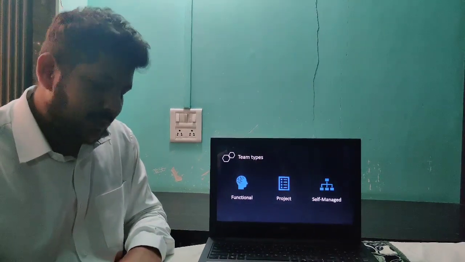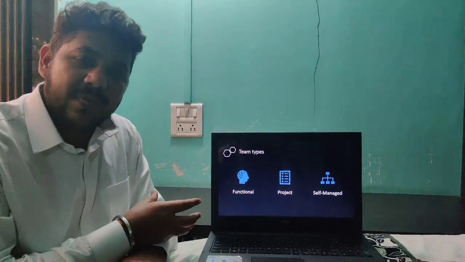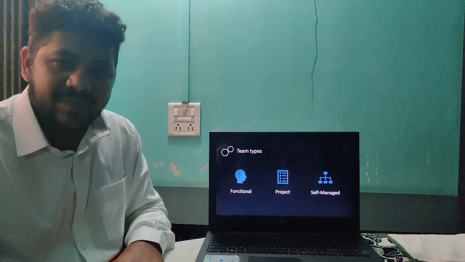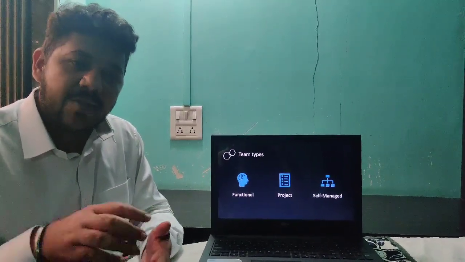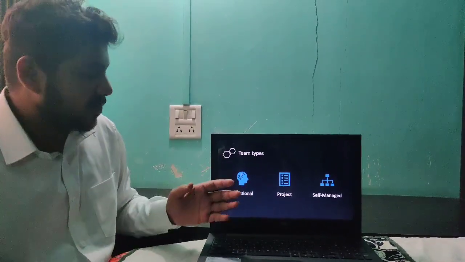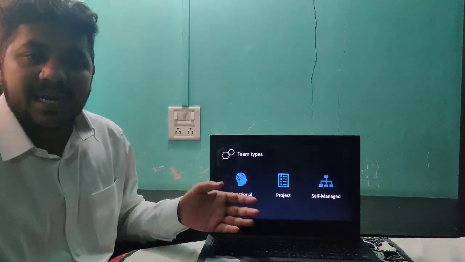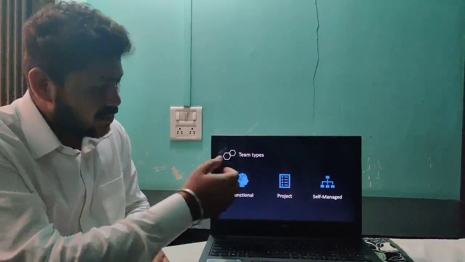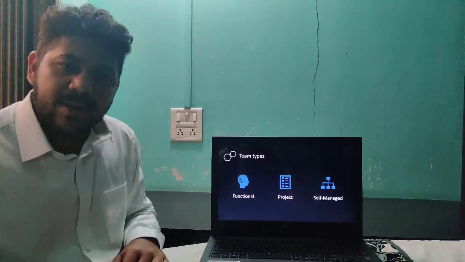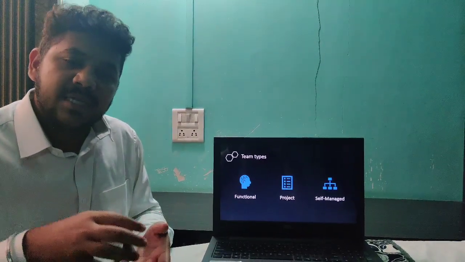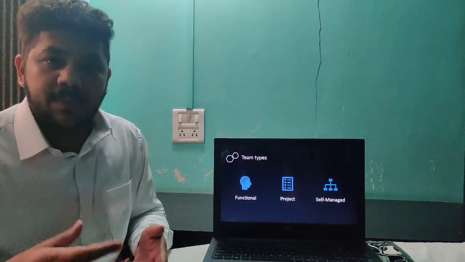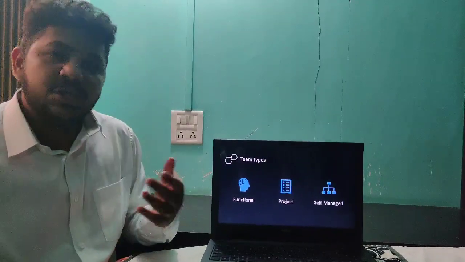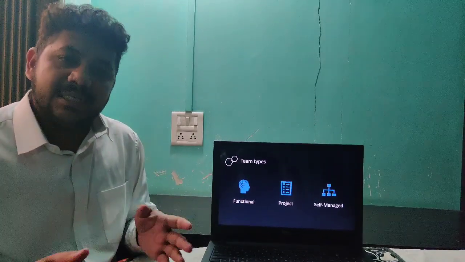There are different types of teams. The first important team type is the functional team. In this team, all the members work in the same functional area and report to the same manager, for example, the accounts department, the HR department, etc. Second is the project management team. These teams are specifically assembled to achieve certain objectives. After completion of the objective, the team gets disbanded.